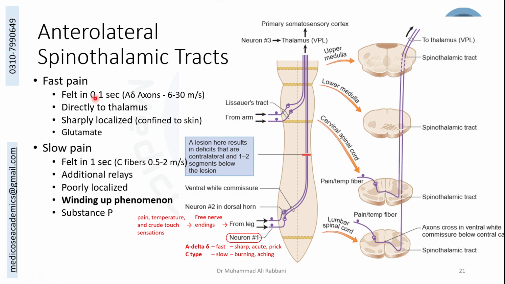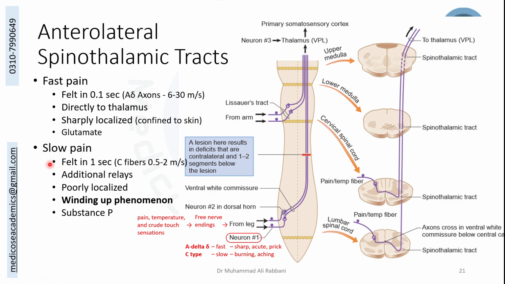It is felt in one tenth of a second, and the signal travels as fast as 30 meters per second. It goes directly to the thalamus, and then it goes up to the cerebral cortex too, and you have very fine information about it, localization, its degree, and all that. Glutamate is the neurotransmitter that is most important. However, the slow pain is the one that you feel after a little gap. You must have felt that a number of times.